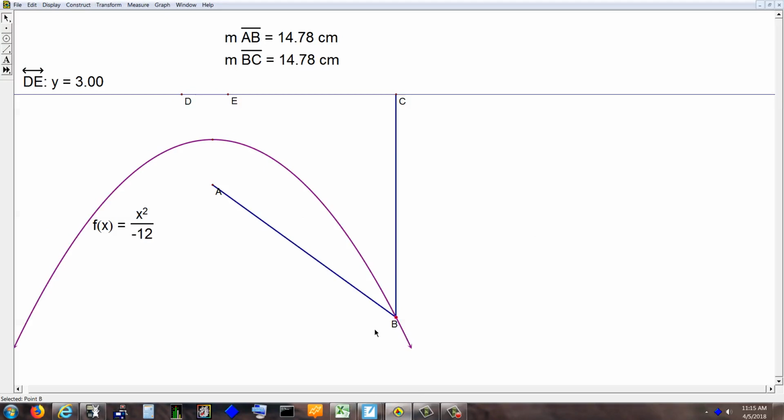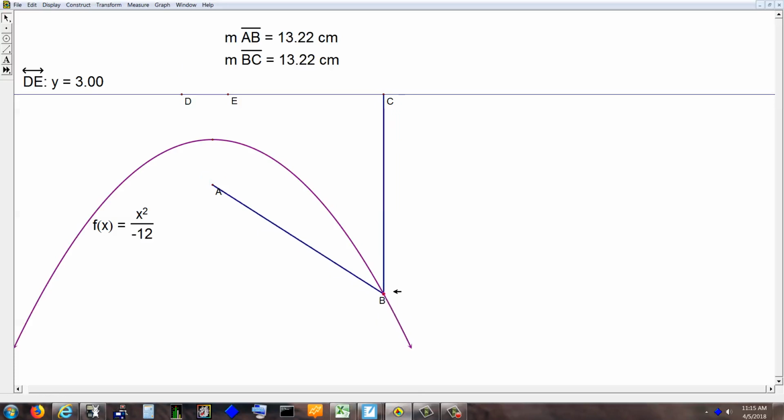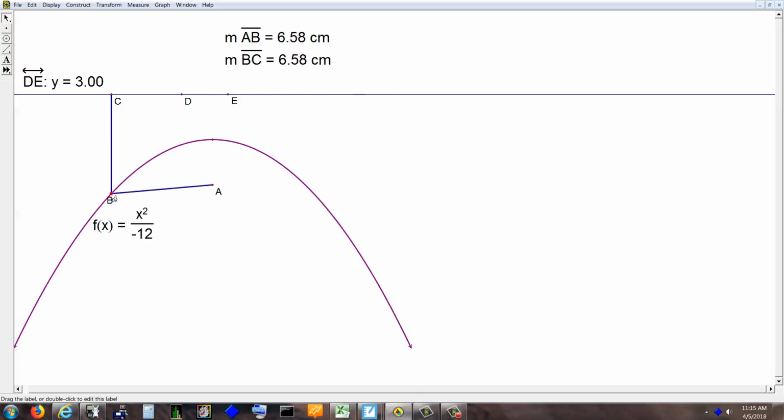But notice what happens if you measure the distance from B to that special point, and then you measure the distance from B to that special line. That's the two distances I'm measuring up above. They're always the same. No matter how you move it, those two distances will always stay exactly the same. That's the definition of a parabola. The distance from the point to that point and the point to that line is always the same. Any questions on that?